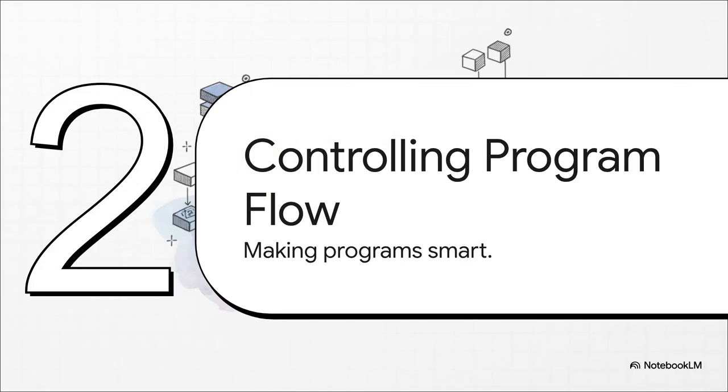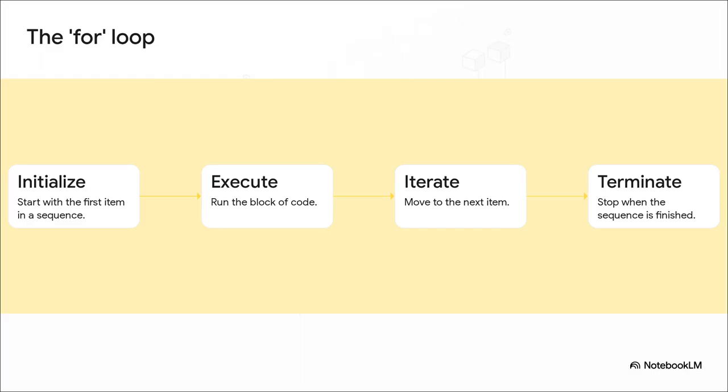All right, so we've got our data stored. Now let's get to the fun part, controlling the flow of our program. This is where your code really comes alive. It's where it starts making decisions and repeating actions, instead of just running straight from top to bottom. The for loop is your absolute best friend for repeating tasks. It follows this really simple, predictable four-step dance. It starts with the first item, runs your code, moves to the next item, and then stops when it runs out of items. This simple loop is behind so many powerful programs.